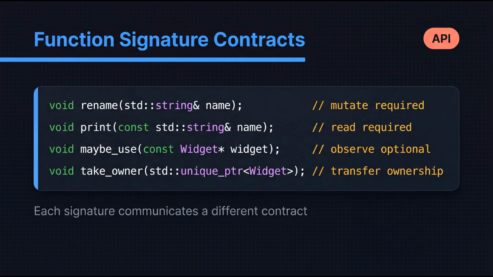Third, void maybe use, taking const widget pointer. The pointer says the object is optional. The function will check for null before using it. Fourth, void take owner, taking unique pointer to widget. The unique pointer says this function takes ownership. The caller gives up the object. Each signature tells a different story. Learn to read them, and you'll understand any C++ API at a glance.